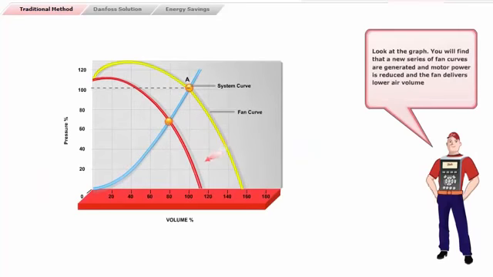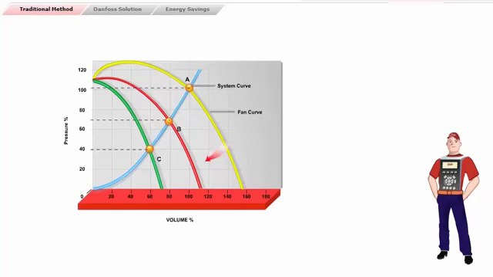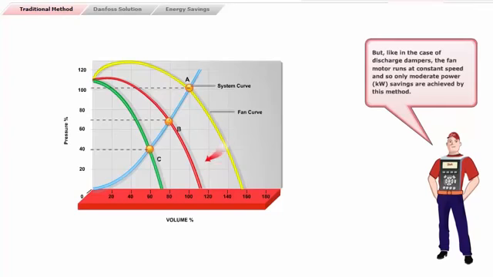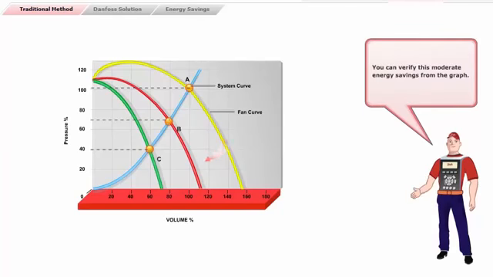Look at the graph. You will find that a new series of fan curves are generated, and motor power is reduced, and the fan delivers lower air volume. Reducing fan volume and fan static pressure brings the system static pressure back to the set point. But, like in the case of discharge dampers, the fan motor runs at constant speed, and so only moderate power savings are achieved by this method. You can verify this moderate energy savings from the graph.